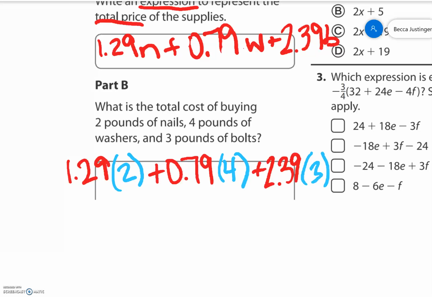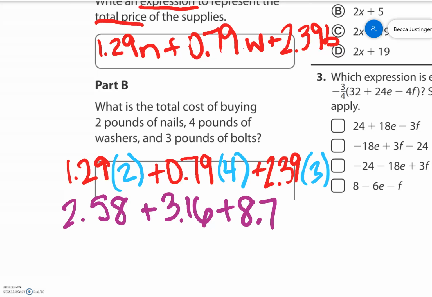So 1.29 times 2 gives me 2.58, plus 0.79 times 4 is 3.16, and 2.39 times 3 is 8.7. So we're going to add them all together. And that gives us a total of $14.44.